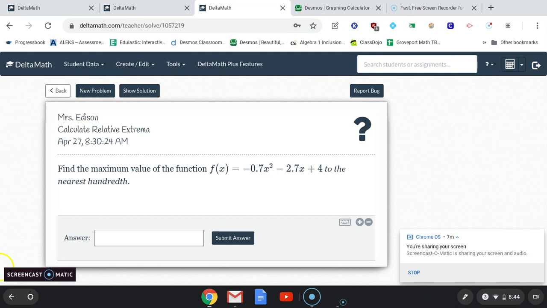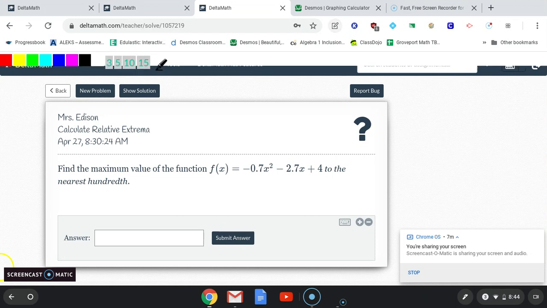Okay, so the last one was calculate the relative extrema. What I want you to remember, and you probably won't, so let me give you the formula. In order to find the vertex, which is where the relative extrema is, it's -b over 2a. So this is important once again. a goes with the x squared term, b goes with the x term, and c goes with the number by itself. So I'm just going to plug that in.